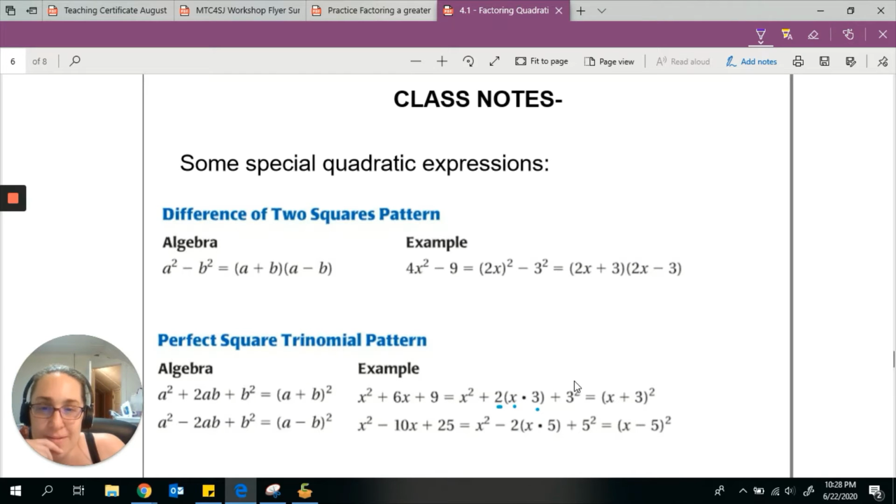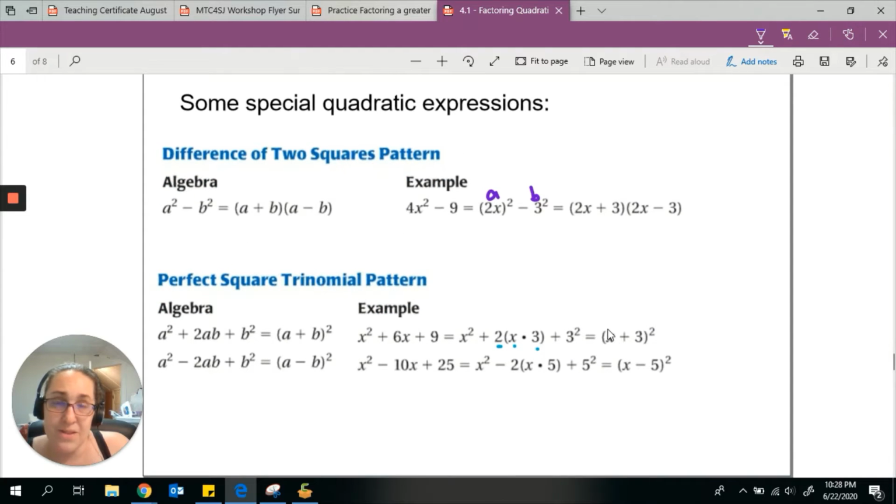So the example, we have 4x squared minus 9. 4x squared is a perfect square, and 9 is a perfect square, meaning there's some integer value that I can multiply by itself to get those. So my a is 2x, and my b is 3. And so then you can see you have a plus b, the quantity of that, times the quantity of a minus b.